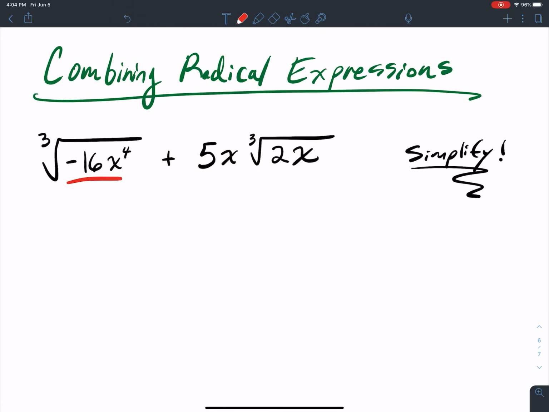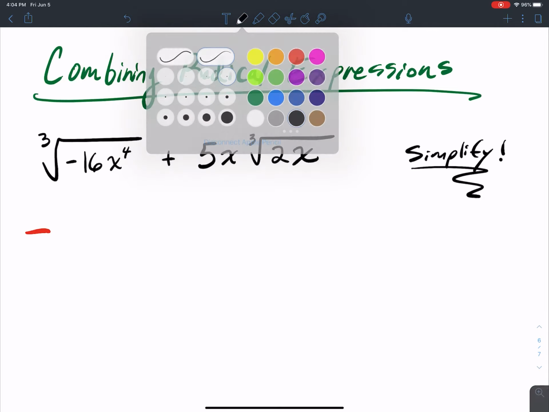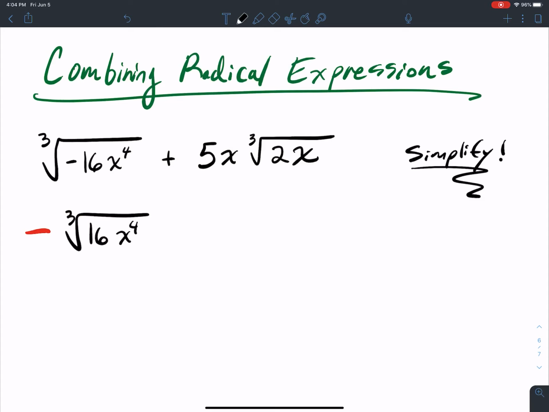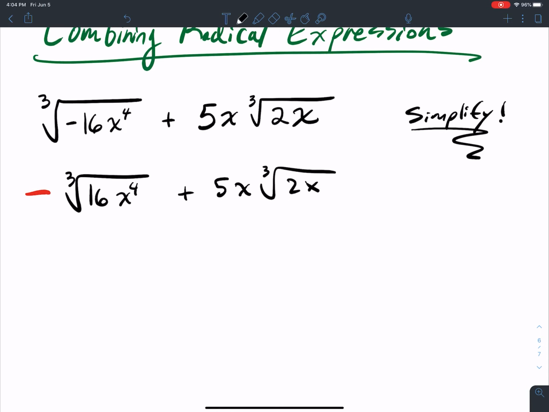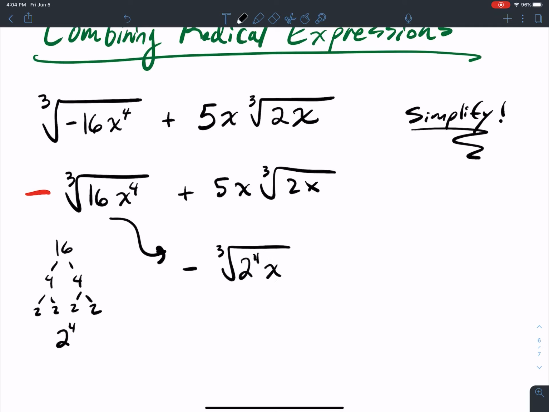Now, negative inside, wait a second, can we even do this? Cube root, an odd index, means that I can pull that negative straight out. And so I have the cube root of 16x to the fourth plus 5x cube root 2x, okay? Now, does 16 factor? So 16 breaks down to 4 times 4, and then 2, 2, 2, and 2. And then x factors, and there's 4 x's. So really this is like 2 to the fourth. So what do I have?